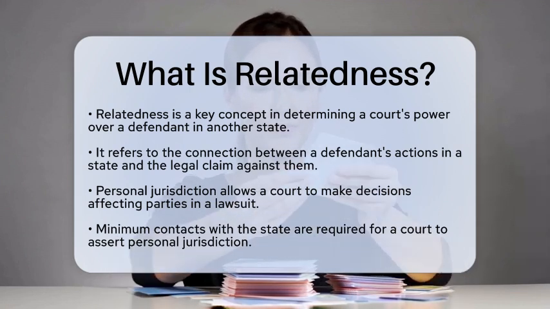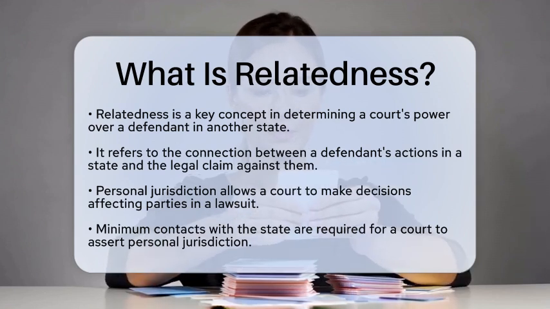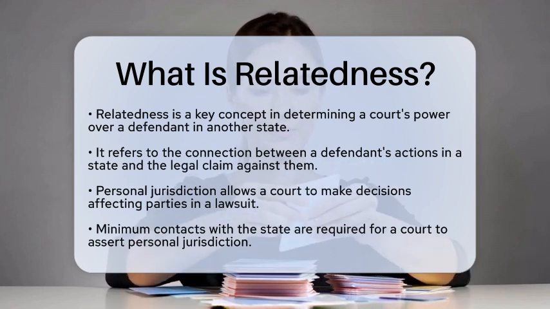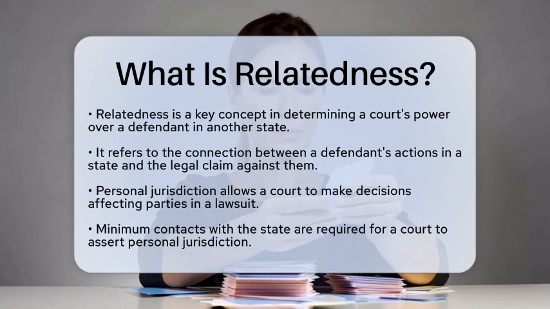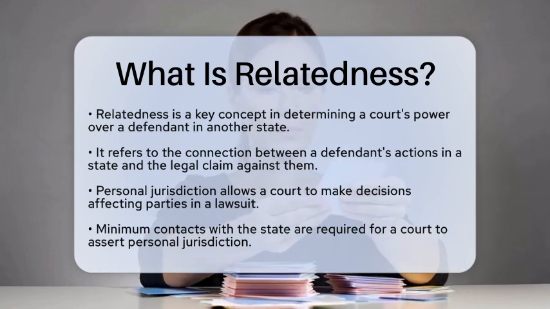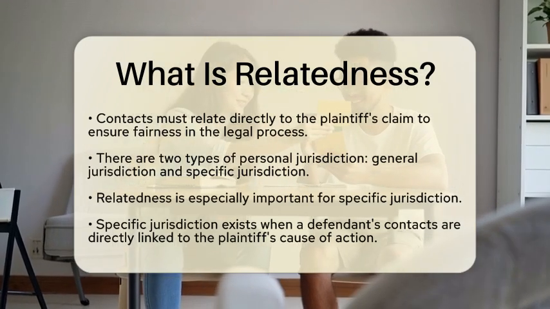Personal jurisdiction means a court's authority to make decisions that affect the parties involved in a lawsuit. For a court to assert this authority, the defendant must have minimum contacts with the state where the court is located, and those contacts must relate directly to the plaintiff's claim. This requirement ensures fairness in the legal process.